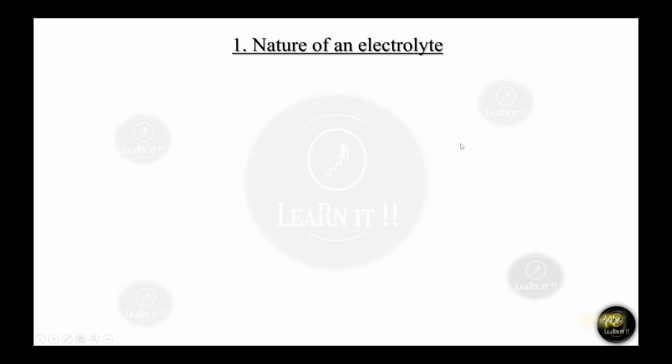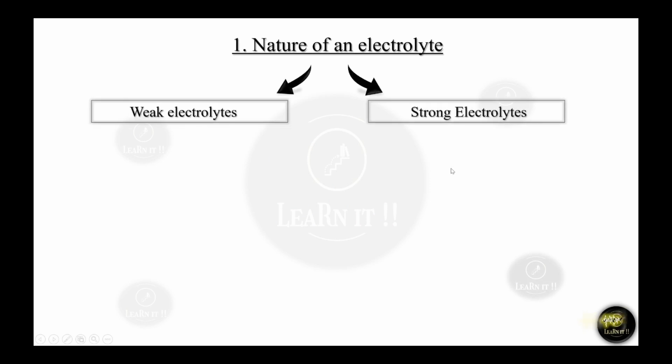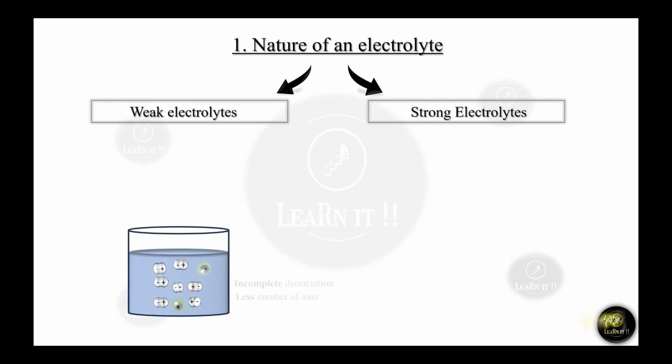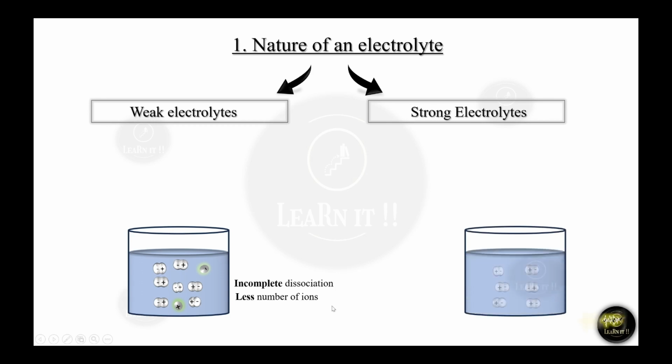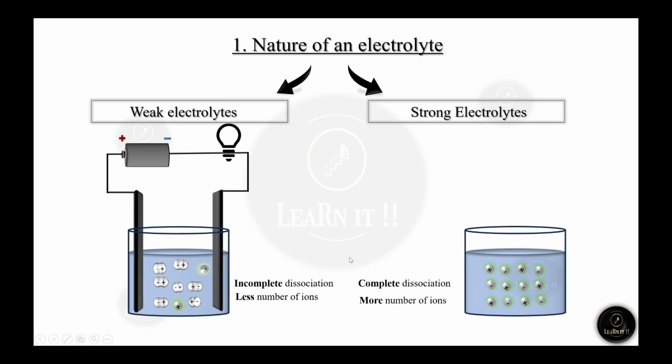In nature of an electrolyte, first one is weak electrolytes, second one is strong electrolytes. In weak electrolytes there is incomplete dissociation, so fewer ions are produced. In strong electrolytes, complete dissociation takes place and more ions are produced. Number of ions plus freedom determines the electrolytic conductance. So strong electrolytes have more conductance than weak electrolytes. Even if we have 100 molecules of weak electrolytes and strong electrolytes, strong electrolytes undergo complete dissociation, we get more ions, so they conduct more electricity.